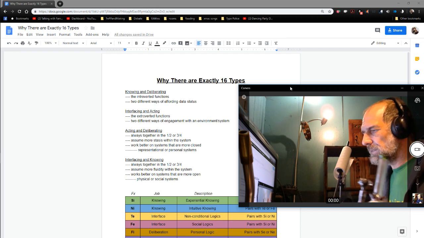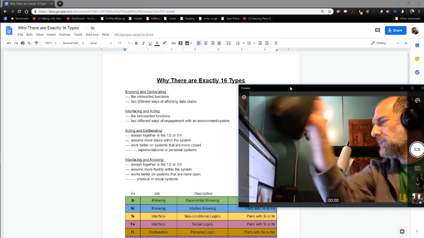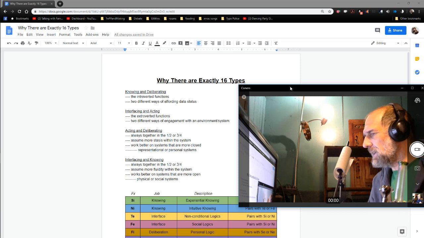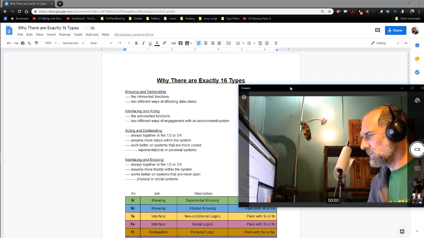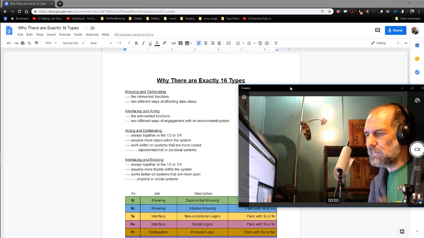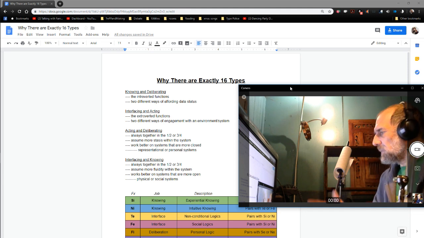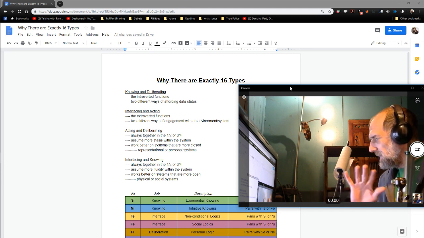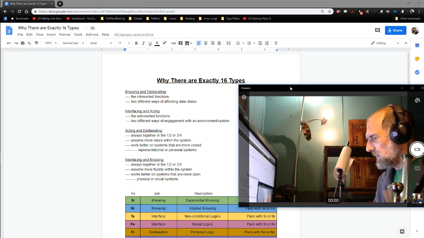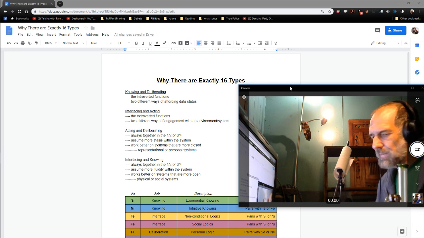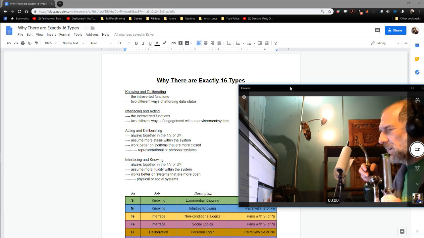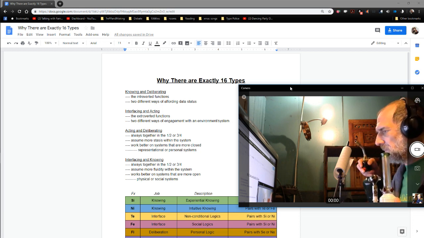The extroverted functions, two different ways of engagement with an environment or system. That's TE and FE and NE and SE. Acting and deliberating, they always are together in the 1, 2, or 3, 4. So SE, TI, SE, FI, NE, TI, NE, FI, but they're always together. Now, this is not explaining why they're always together yet. I'm just saying this is the model I'm going to explain here in a second, and it's the way the cognitive function model is understood by almost everybody who thinks about cognitive functions.